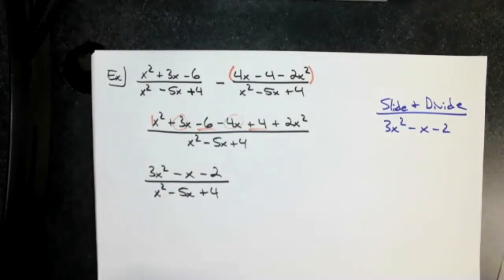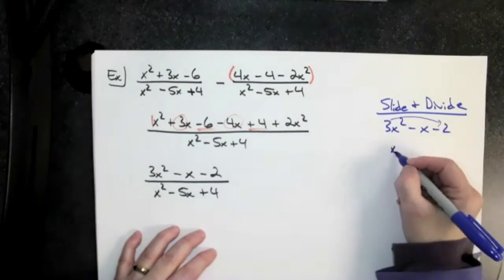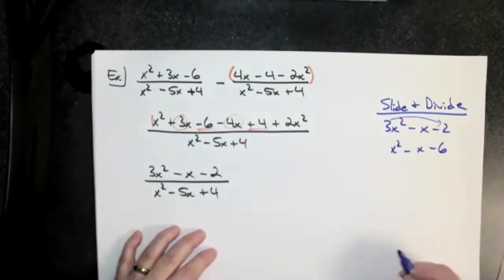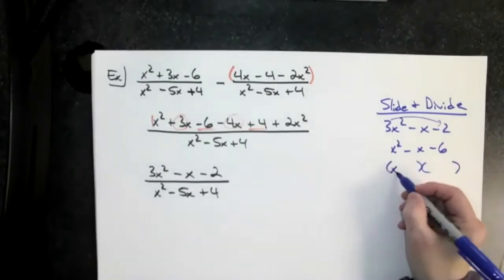Okay, so then it just will clean it up a little bit. So I'm going to slide. So I'm going to take that down there. I'll have an x squared minus an x minus a 6. And then I've got that leading coefficient of 1, which is what I want. X and x.